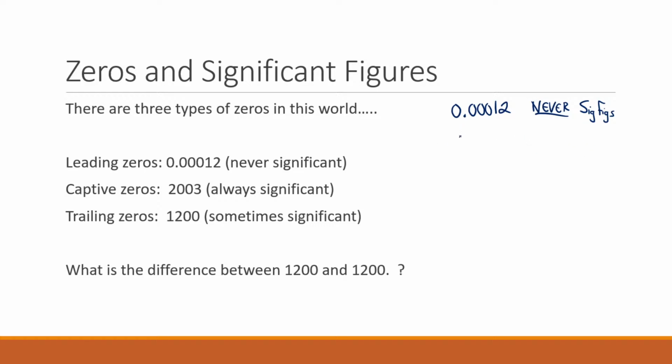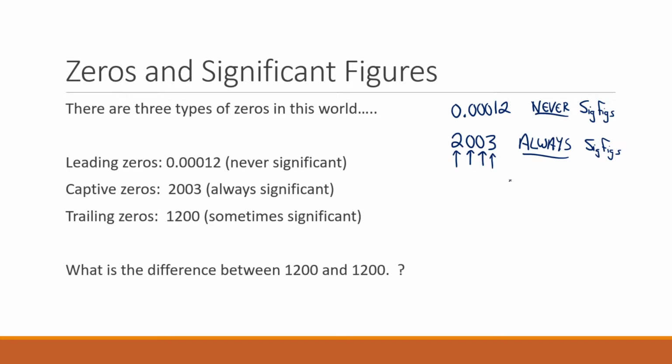The second type are captive zeros. Zeros stuck between two other numbers. Those are always going to be significant figures. There is no way for me to measure the thousands spot and the ones spot without passing through the tens and the hundreds. There's no way I can get both of these measurements without also knowing that there are 0 hundreds and 0 tens. They're not there as placeholders.